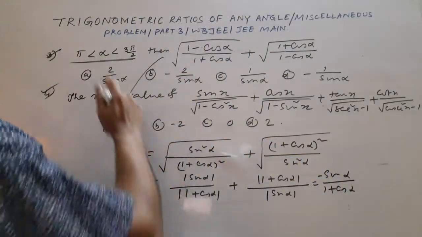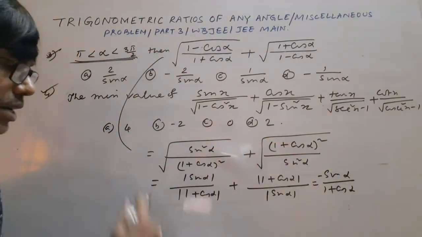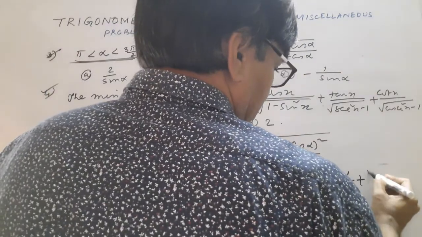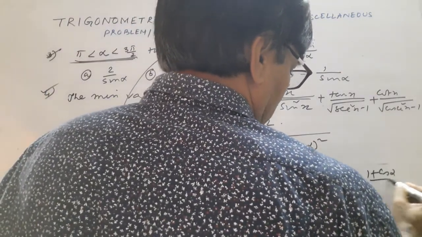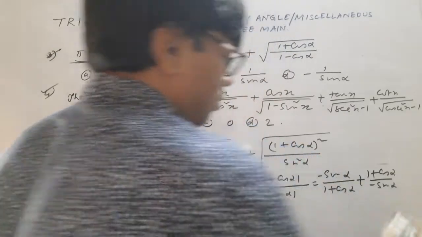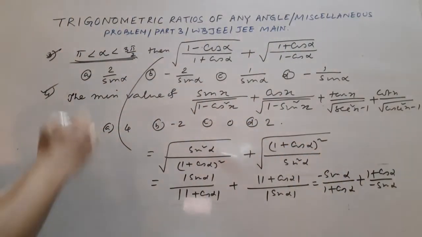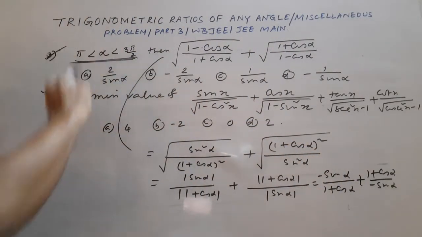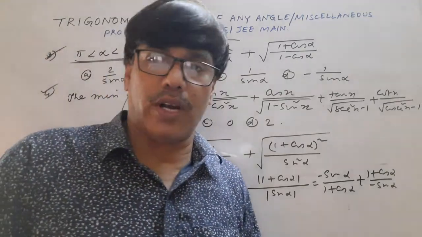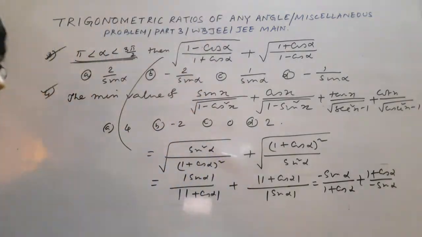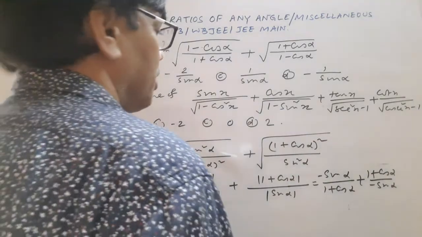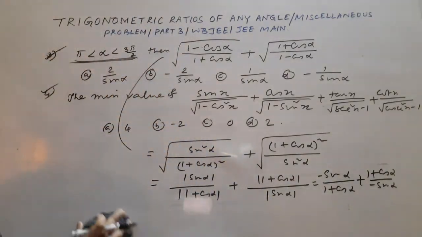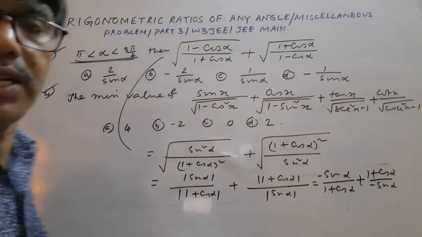Because in the third quadrant, sin alpha is negative. Similarly, this is 1 plus cos alpha by minus sin alpha. So that is if it is in the third quadrant, but if it is in the first quadrant, then it is also plus. Now, you have to simplify this thing.